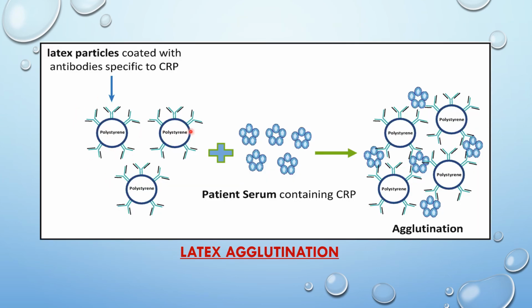These are latex particles or polystyrene particles which are coated with antibodies specific to CRP. And where is the CRP? In the patient's serum. So a zone of equivalence is reached, lattice formation occurs, and hence agglutination occurs. The patient specimen is positive for CRP, C-reactive protein. So this is the principle of the CRP test which is performed by latex agglutination in our laboratory.